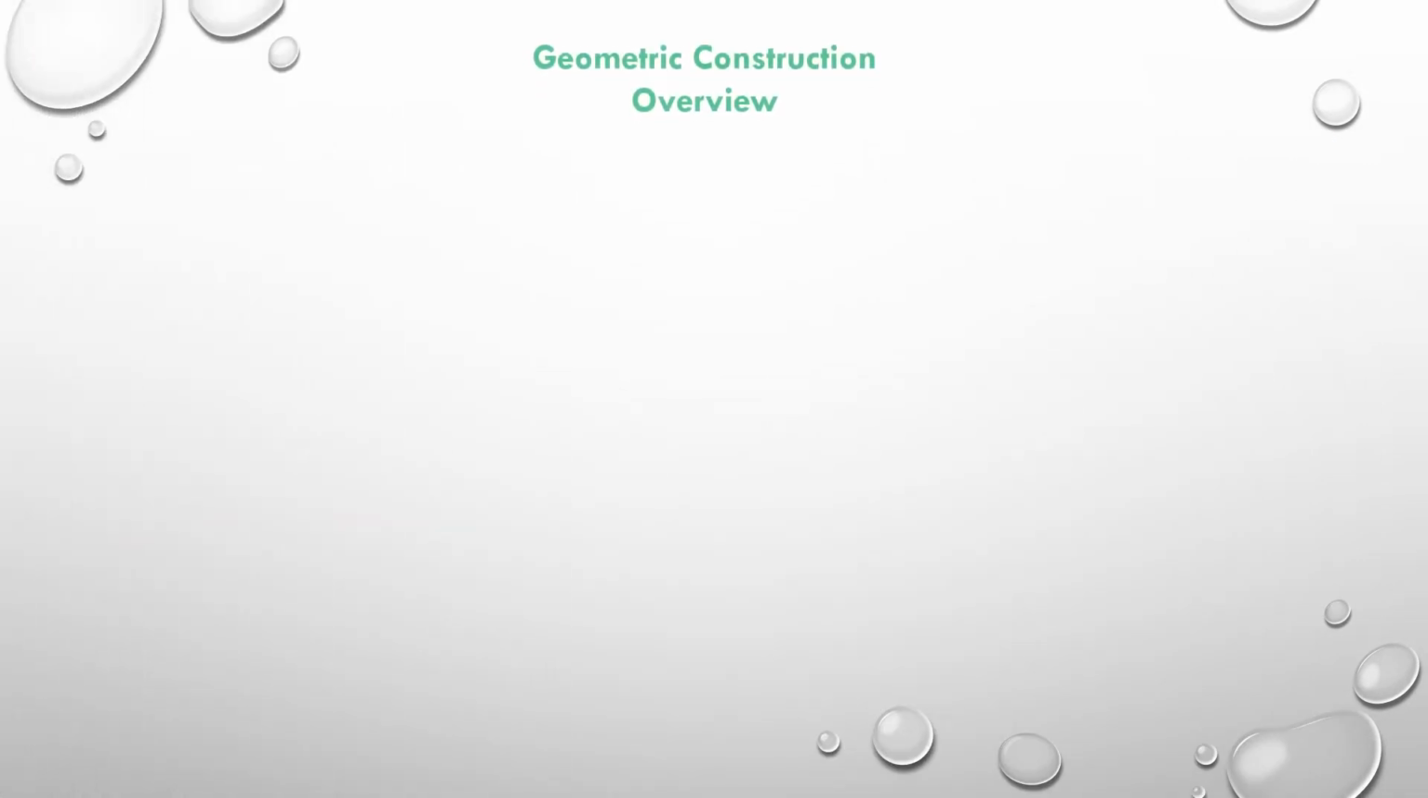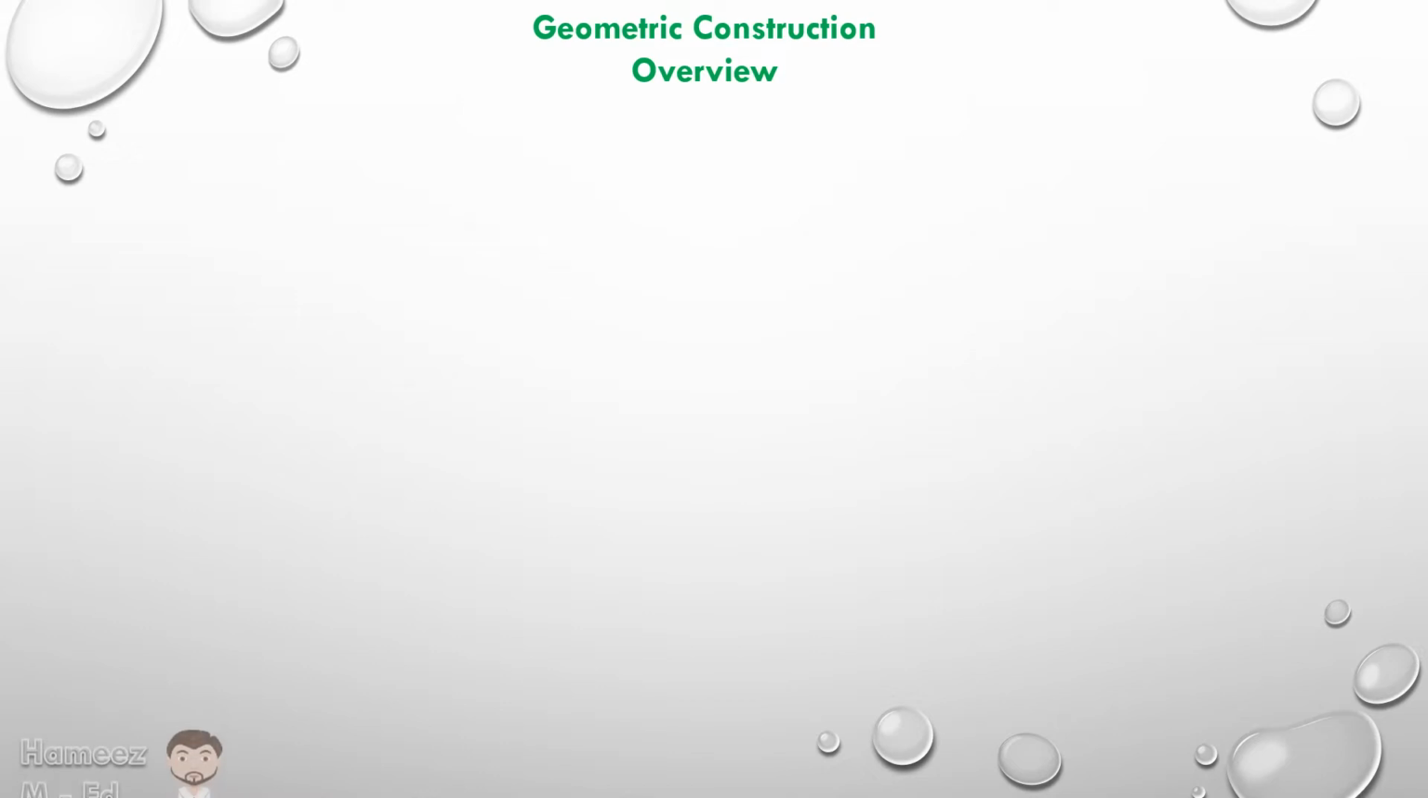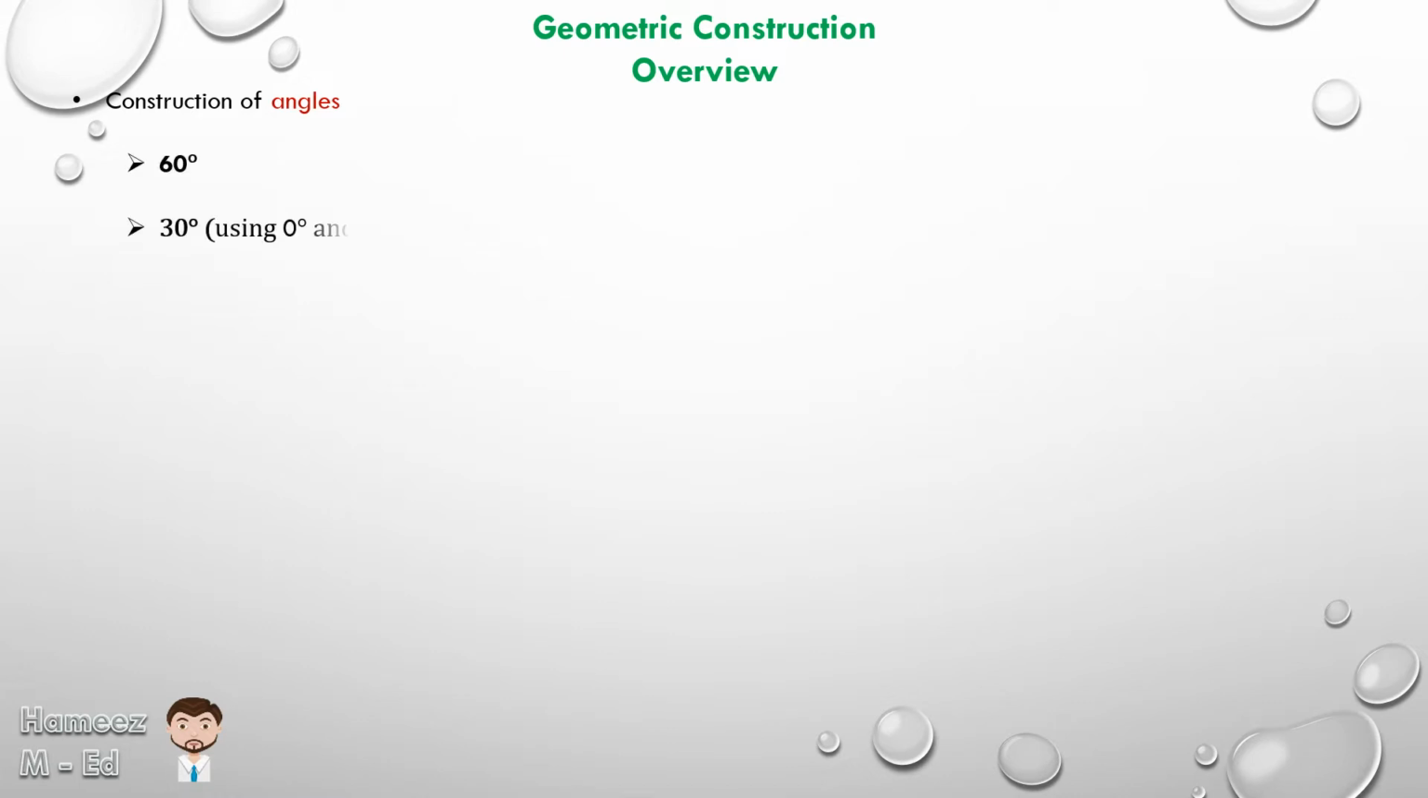Let's look at an overview of geometric construction, the requirements that students need in order to cover this topic properly. Students are expected to be able to construct angles, particularly the 60-degree angle and 30-degree angle, and we will be using the 0 and the 60-degree to bisect it to find the 30.